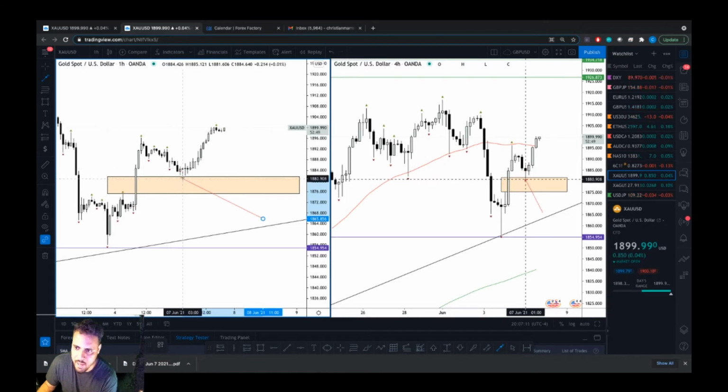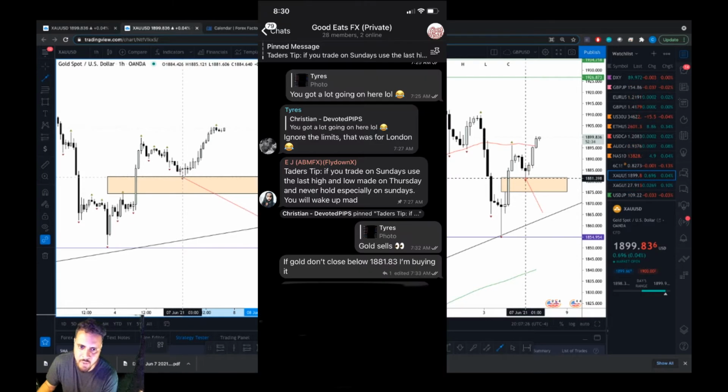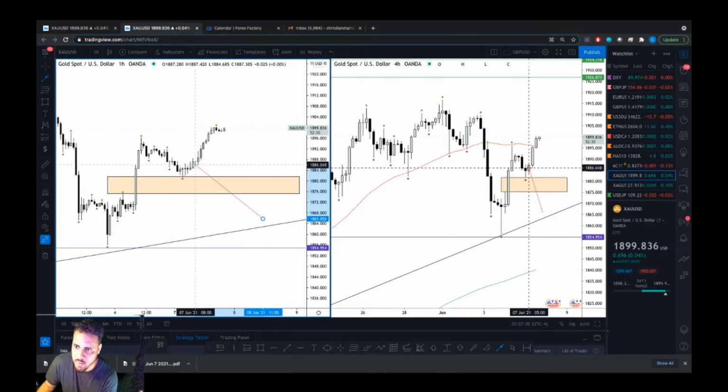Now take a look on the right panel. You see this right here on the right side of the chart. We wanted to see this close above this candle, and that's what happened. So by 9 a.m. you see this close here, and I had sent a message out to the group saying if we close below 1881, then I would sell gold. But we didn't, guys. We closed above here, and I got in right here, literally right as this 4-hour candle opened, it pulls down, I bought it.